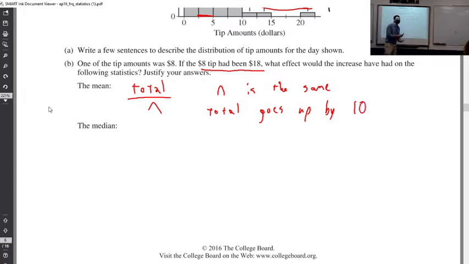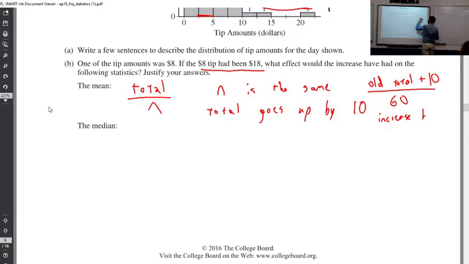So in the formula, I have this total that is the old total plus 10, so plus 10 over my sample size, which I had said was 60. So more specifically, the mean is going to increase by 1/6, by 10 over 60. Because n is not changing, but the total is going up by 10.